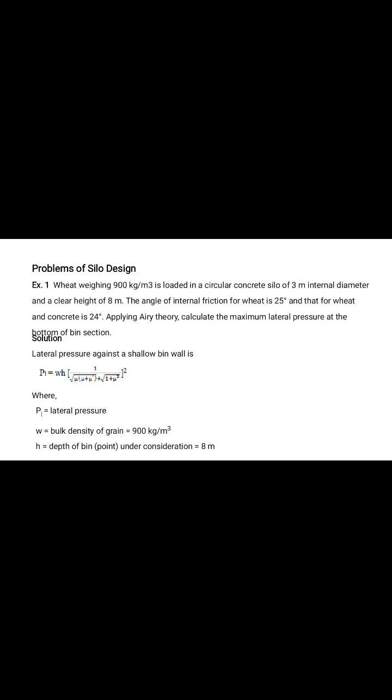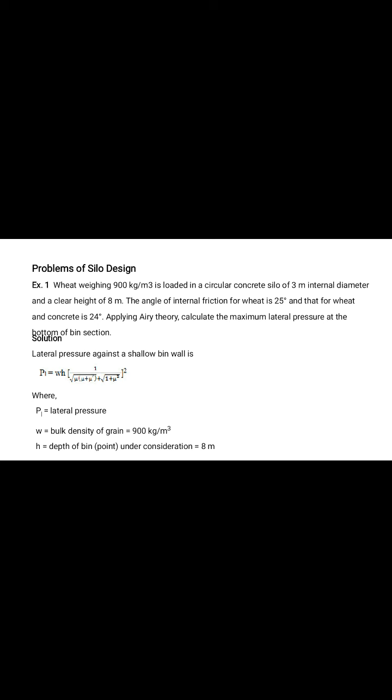So these are problems of silo design. Example: wheat weighing 900 kg per meter cube is loaded in a circular concrete silo of 3 meter internal diameter and clear height of 8 meter. The angle of internal friction for wheat is 25 degrees and that for wheat and concrete is 24 degrees. Applying Airy's theory, calculate the maximum lateral pressure at the bottom of the bin section.